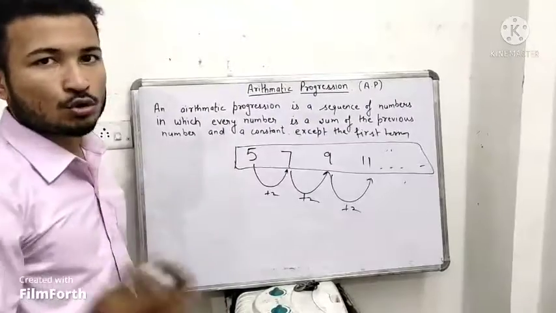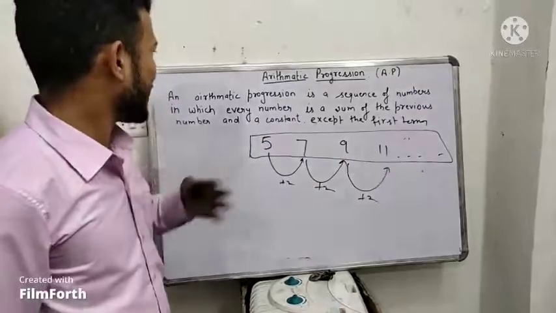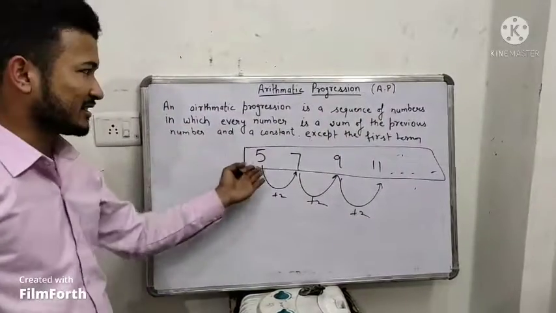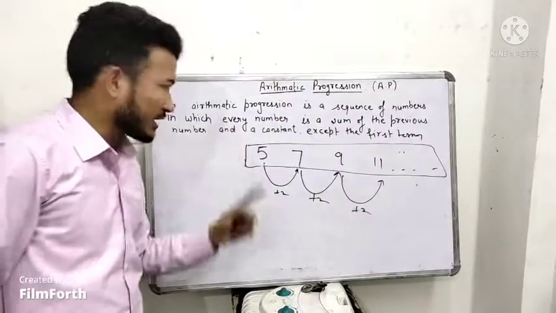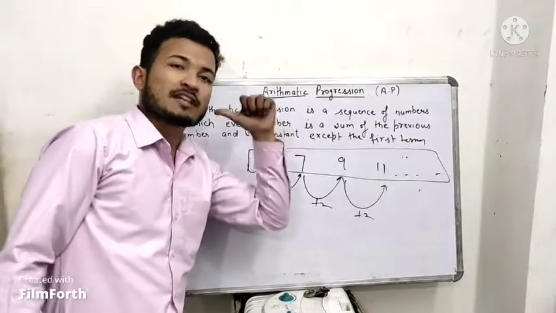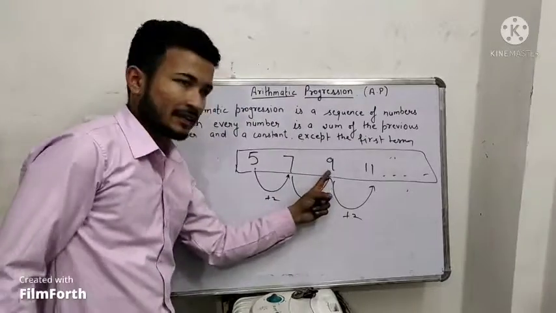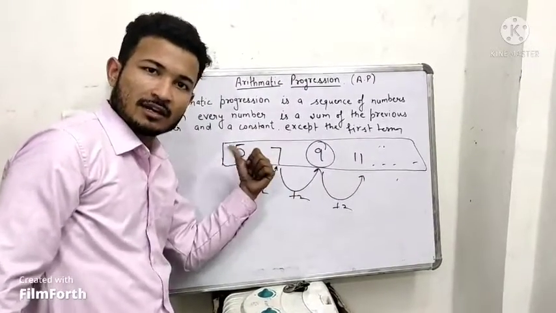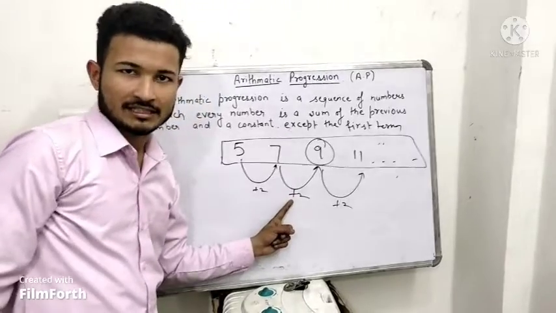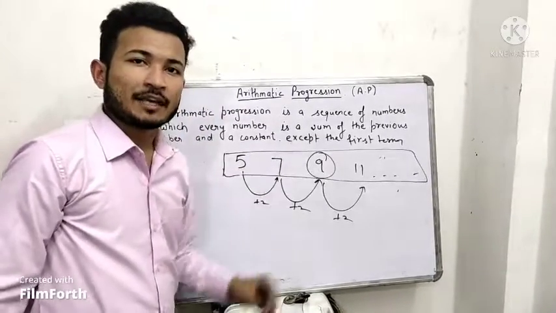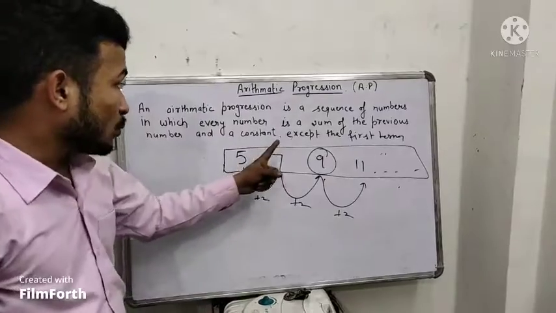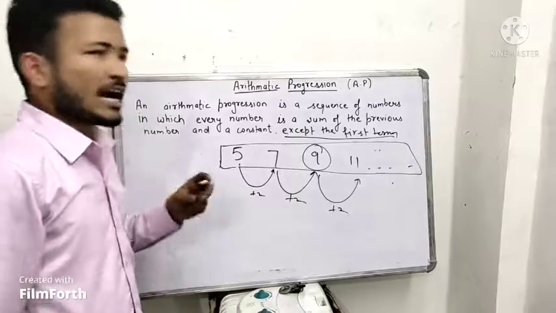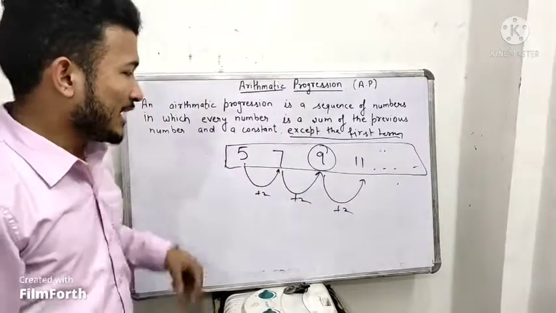Now I want all of you to read the statement with me: an arithmetic progression is a sequence of numbers in which every number is a sum of the previous number and the constant term. Look at the 9. It is the sum of two numbers, 7, the previous number, and a constant term, which is 2 in this case. So we can call this an AP. One more thing written here is except the first term. So this is the first term. I hope AP is clear to all of you.